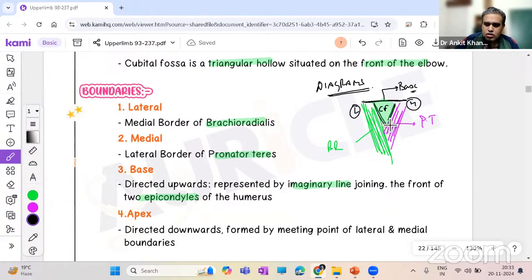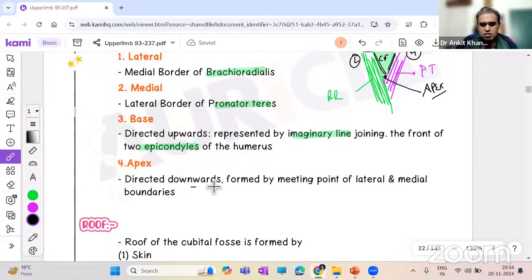So base is this. Opposite to base, this area will be what? This area will be the apex. You can see it is directed downwards, formed by the meeting point of the lateral and medial boundaries. We are discussing the topic over here, and you better make diagrams of it.